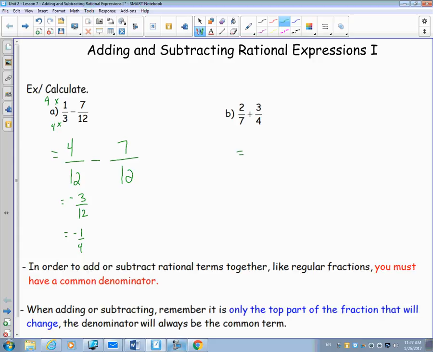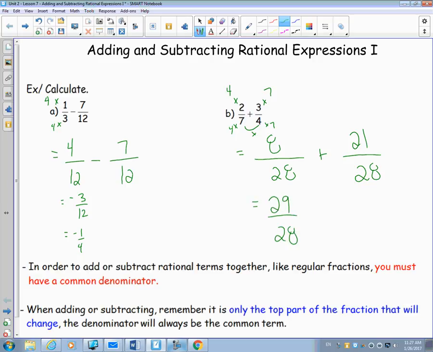Okay, a common denominator between 7 and 4. If I can't think of it right off the bat, a good trick is let's multiply these two things together. That makes 28. How did I get the 28? I times the first one by 4, so I got times the top by 4. Times the second one by 7, so I have to multiply by 7. I can then add my tops. I got 29 over 28. The bottom didn't change, right? I can't reduce that. That's okay.